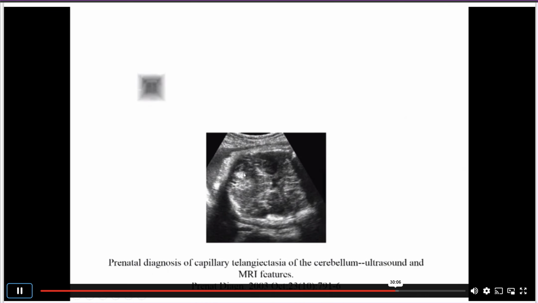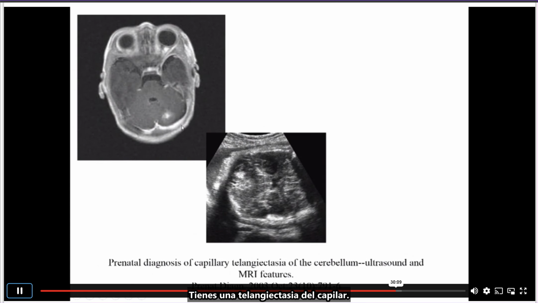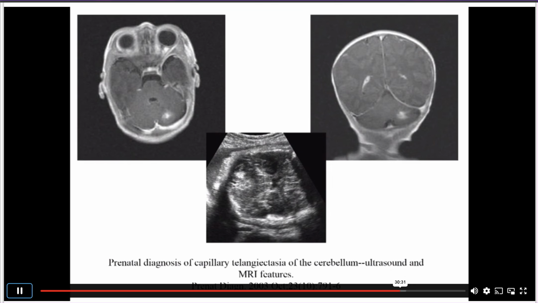You do an injection, and when you inject here, you have a capillary telangiectasia. Because to see the capillary telangiectasia, you have to inject the patient. And because there is no injection during pregnancy, you have this paradigm that you have an abnormal ultrasound with normal T2 and T1 weighted images. There is no flow in capillary telangiectasia. And in fact, if you do T2 star, you may have hyperintensity.